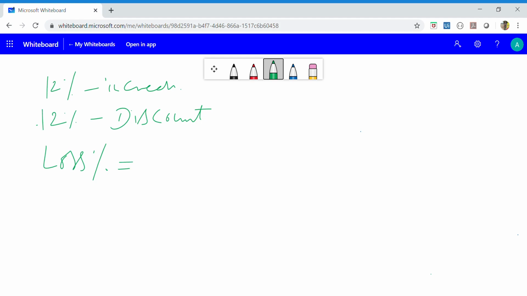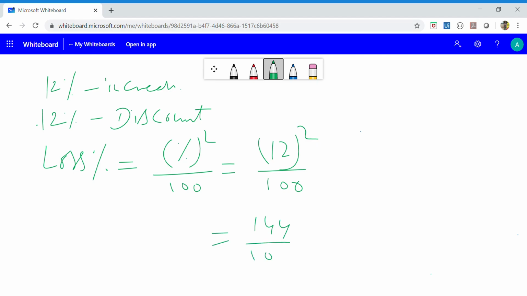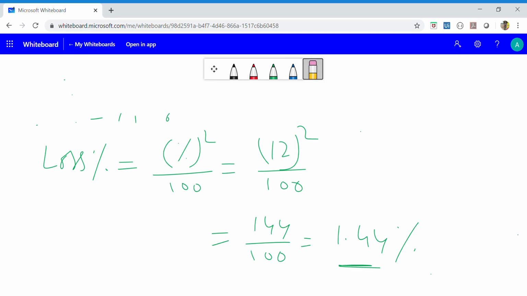So loss percent is equal to percentage whole square by 100, that is 12 square by 100, which is 144 by 100, that is 1.44%. That is the loss percent. Okay, directly we can do it like this. This is the shortcut method.